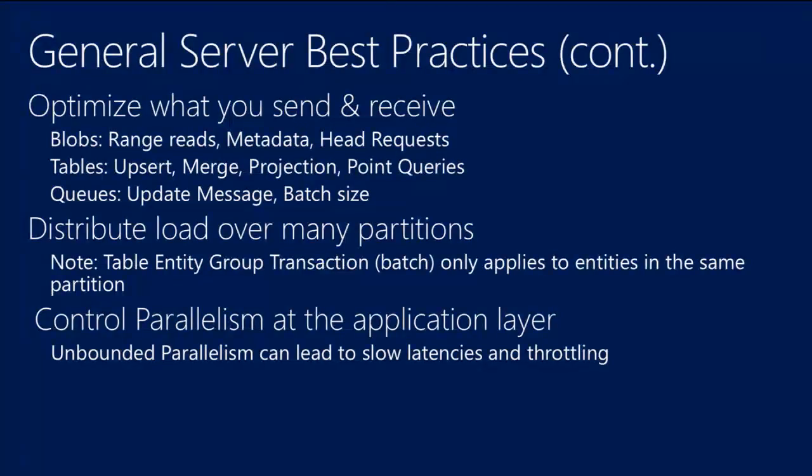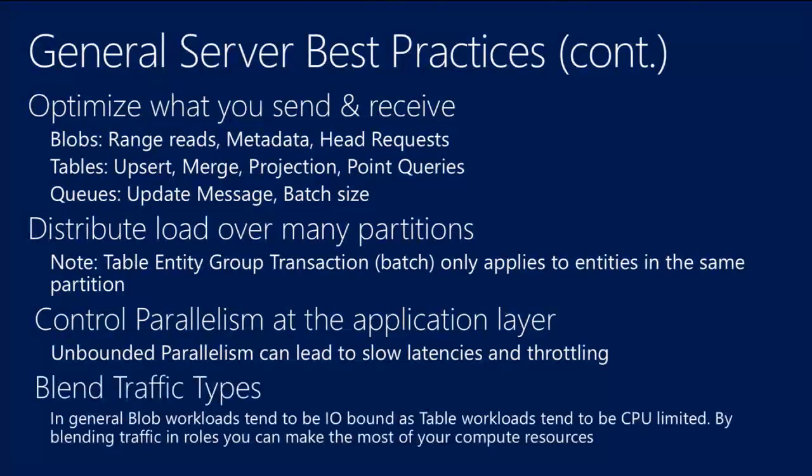Control parallelism at the application layer. Again, we covered that. And then blend traffic types. So a lot of people, when they're scoping out, say I'm going to have my blob worker here, my table worker here, my queue worker here, and this is going to handle this type of traffic.